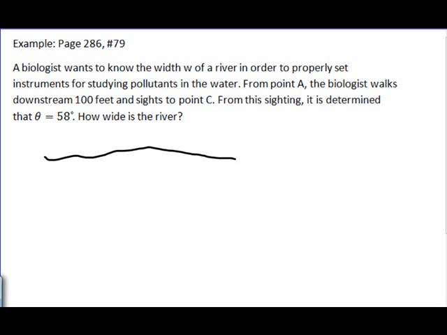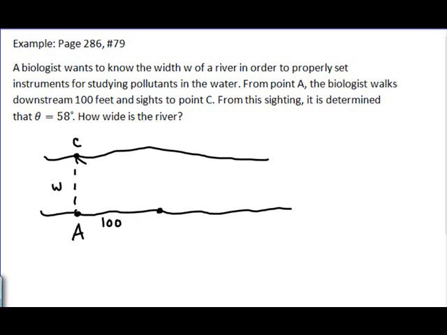So we have this set up. Here's our river, and here's a point A. And we want to know how wide the river is, so we're going to call that W. From point A, the biologist walks downstream 100 feet and sights to point C. So this is the C here. And it is determined that that angle is 58 degrees.